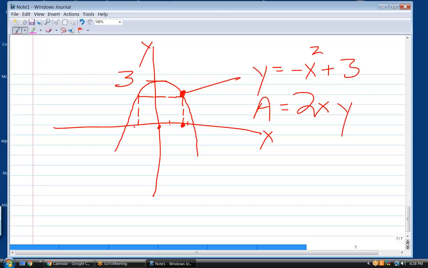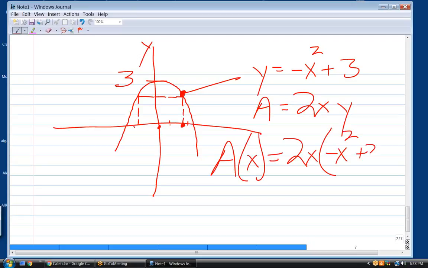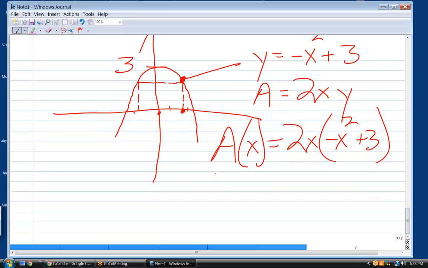So there's the area of my rectangle. Again, it's a function of two variables, and I need it to be a function of one variable. Well, I've got y defined, so let's substitute it for that y. So the area as a function of x becomes 2x times minus x squared plus 3. Multiply that out.